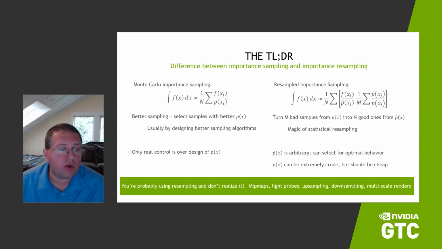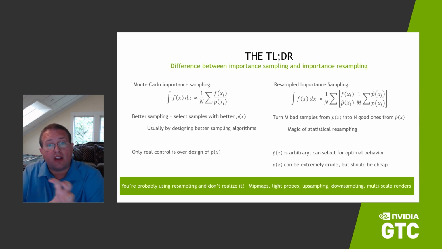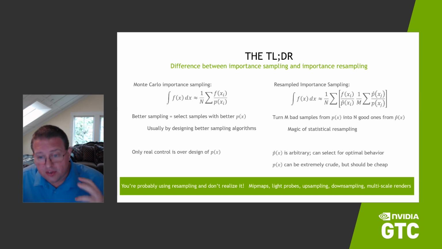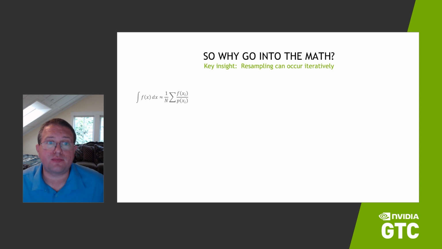And one thing I want to point out is you're probably actually using resampling and don't realize it. So this might look complicated, but you already do this probably. MIP mapping, light probe sampling, upsampling, downsampling, multi-scale renderers, probably checkerboard rendering, are all doing things where you want one sampling rate, but you don't have it. So you go to a different sampling rate and then transform from one sampling rate to another. And that's really what importance resampling is doing. And so you already do this. This is just a new application that's stochastic rather than on a regular grid, and it's doing it for selecting shadow rays.